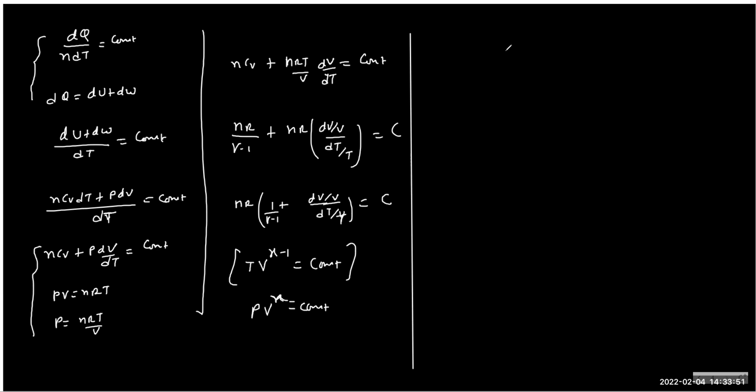Anyway, for a polytropic process, the bulk modulus will be very simple. It will be the polytropic exponent x times P.